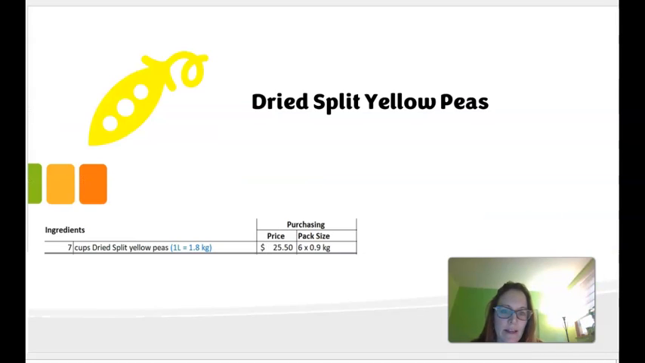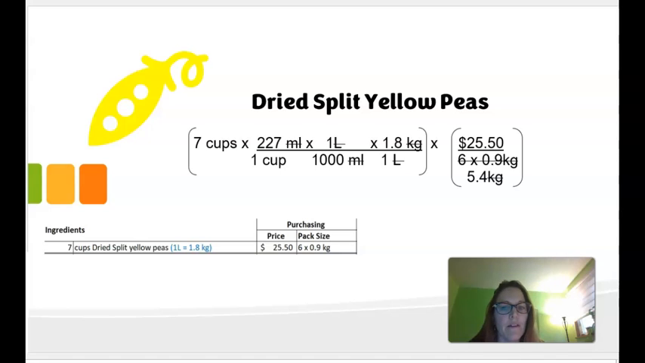For our dried split yellow peas, we need 7 cups, and our weight equivalency is 1 liter is equal to 1.8 kilograms. Our price per unit is $25.50, and our pack size is 6 times 0.9 kilograms. So that is equivalent to 5.4 kilograms. So again, we look here that our 7 cups do not match our packing size of kilograms, so we need to make sure that our units match. And we are using soft conversions as mentioned earlier.